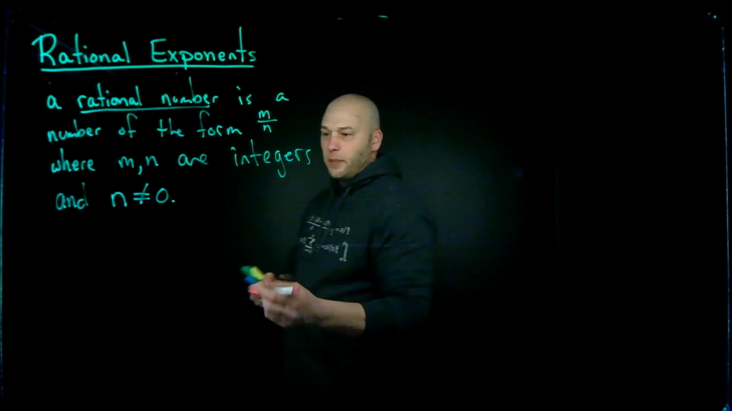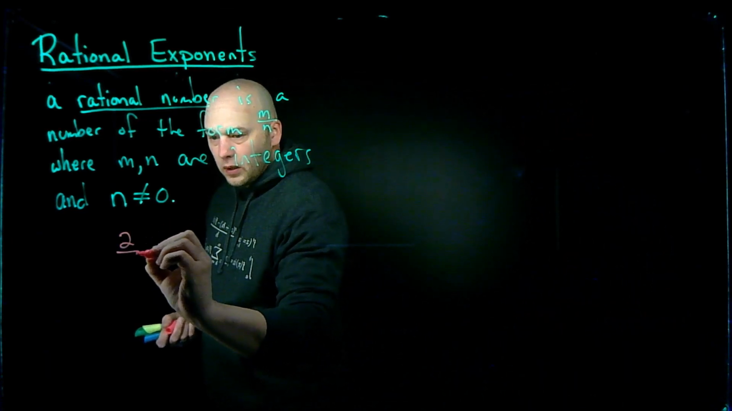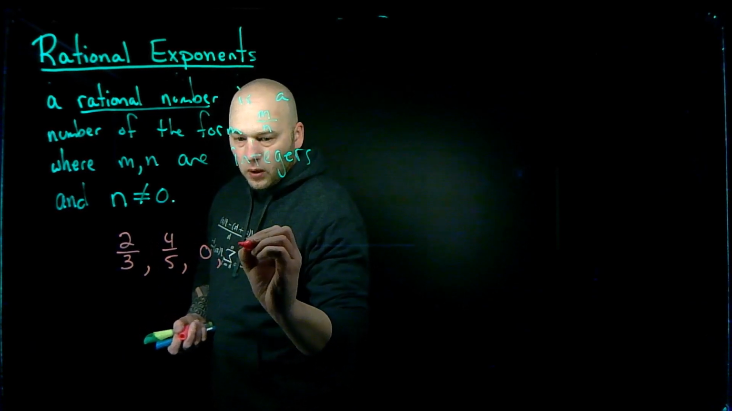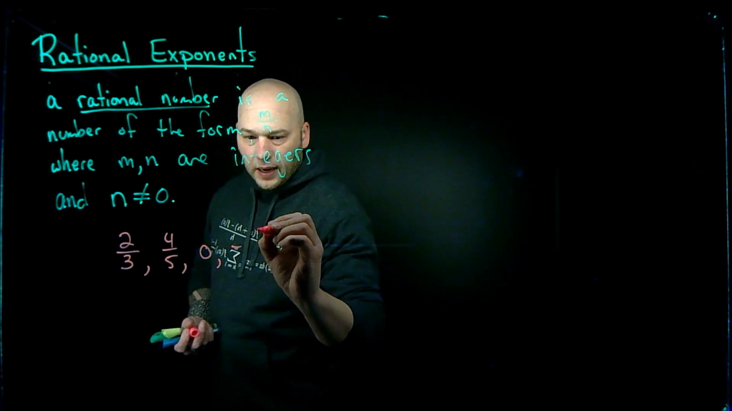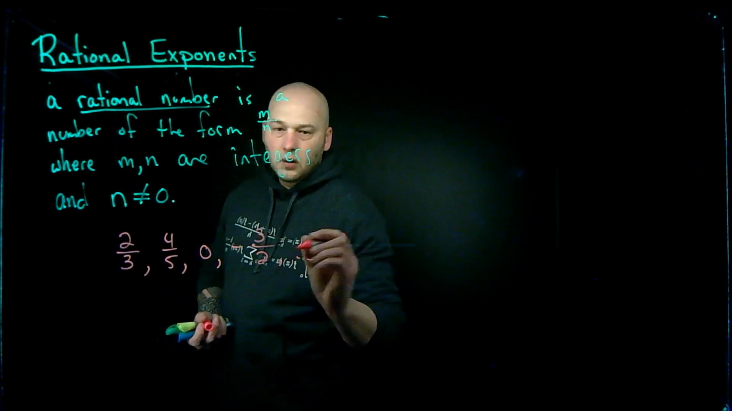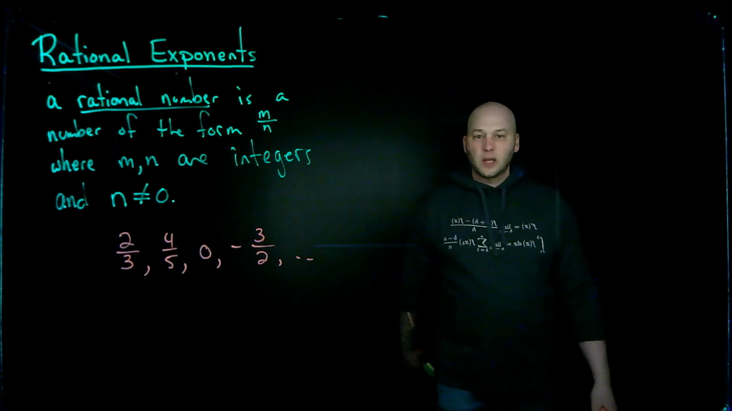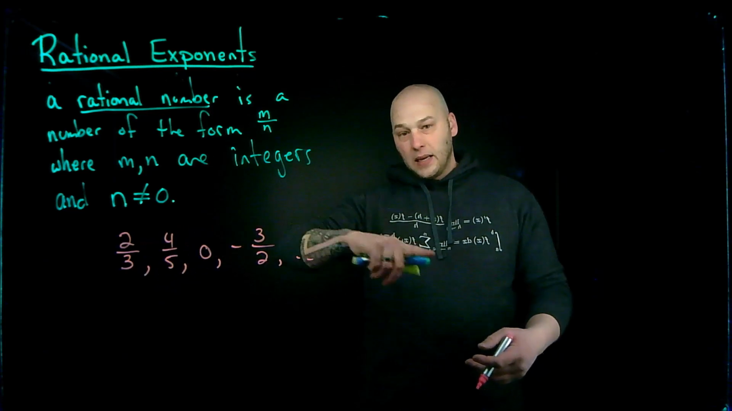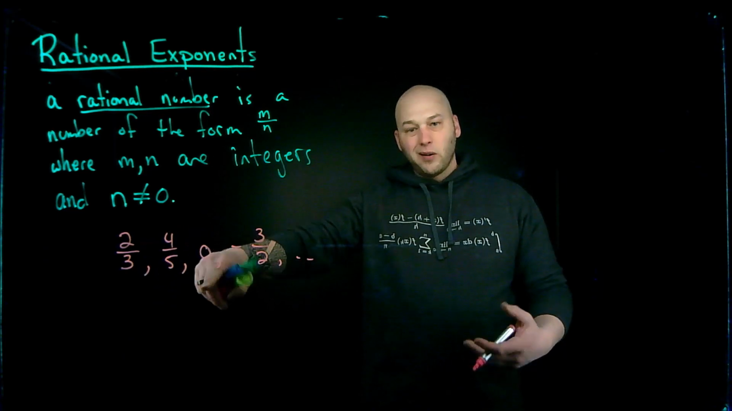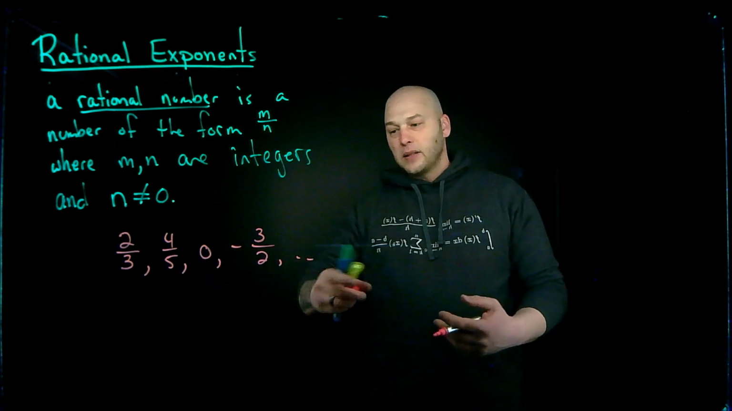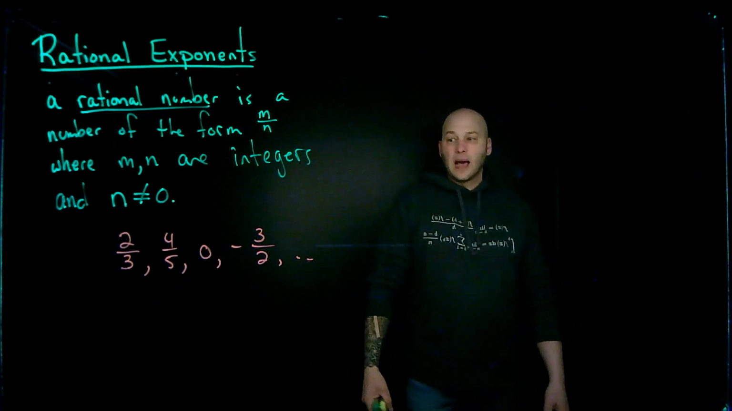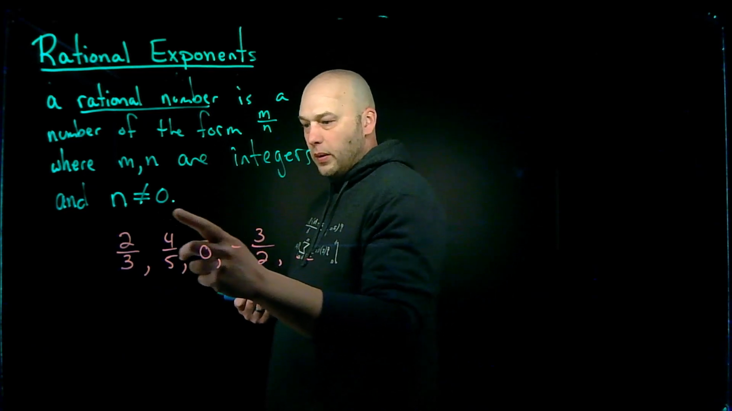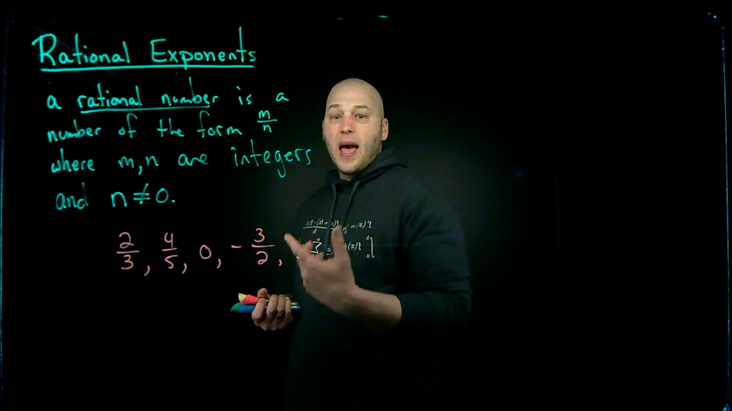Of course, for example, that would be things like 2/3, 4/5, 0, negative 3/2, so on and so forth. Not really doing those in any particular order, just showing you that the top could be any integer, right? 0 is the same thing as 0 over 1 or 0 over 2, and the denominator is any non-zero integer. Okay, so the idea is we want to figure out what would it mean to have something like this as an exponent.